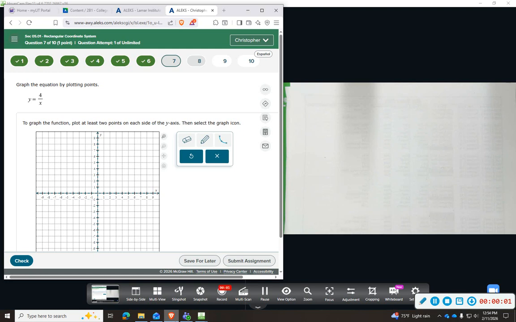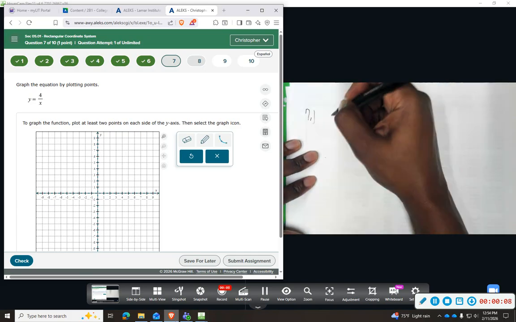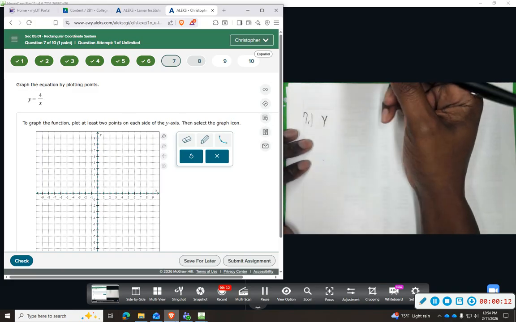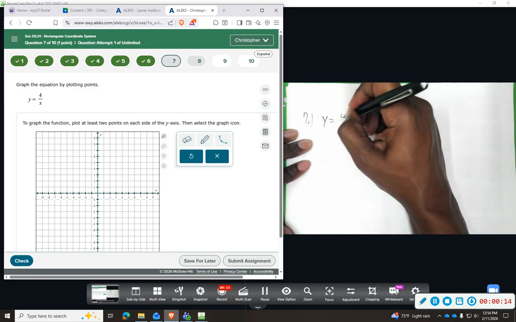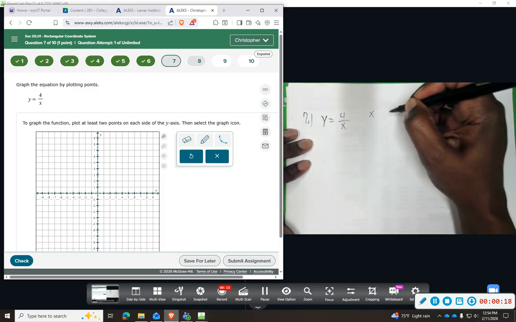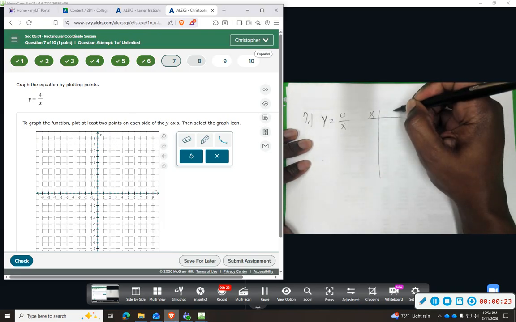All right, number 7, we want to graph this equation by plotting points. I'm going to make a table just to kind of show you the process. Last time I just kind of did it mentally. So we're going to pick some x values, and then we will come up with the y value.